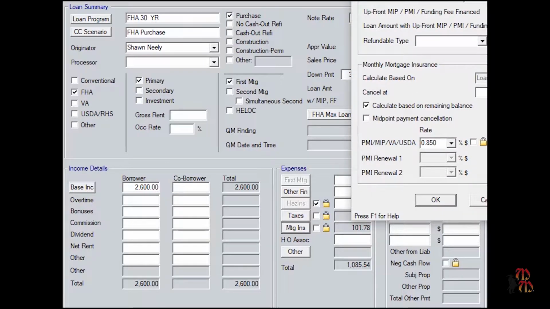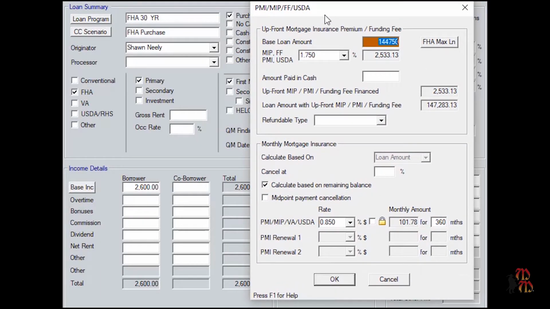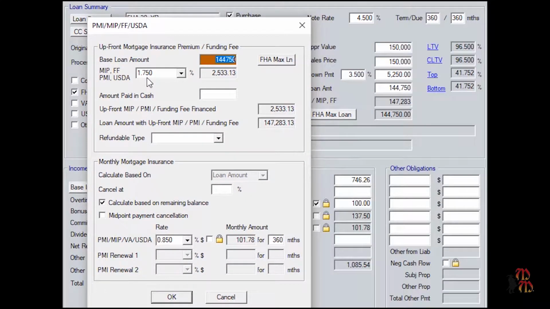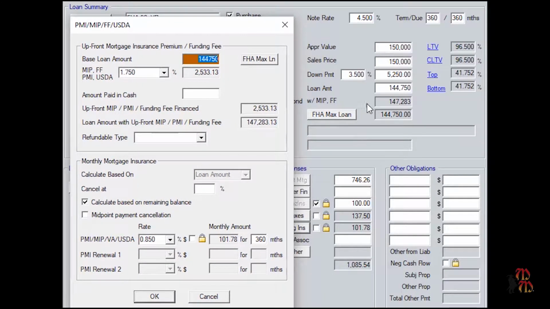When you do an FHA loan, there's an upfront mortgage insurance premium of 1.75%. Let me get this into your screen. There is an upfront mortgage insurance premium of 1.75%. And what they do is they take that and they add it in here, and that's why it's showing that your total loan amount is going to be $147,283, because they're going to take this amount and roll it into the loan. So when they actually do the principal and interest, it's going to be based off of this. This is your total loan amount. And that's because they have the upfront mortgage insurance premium.